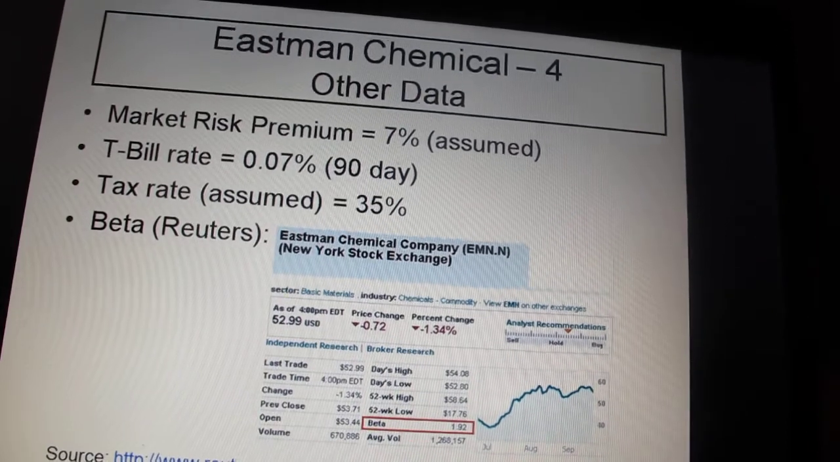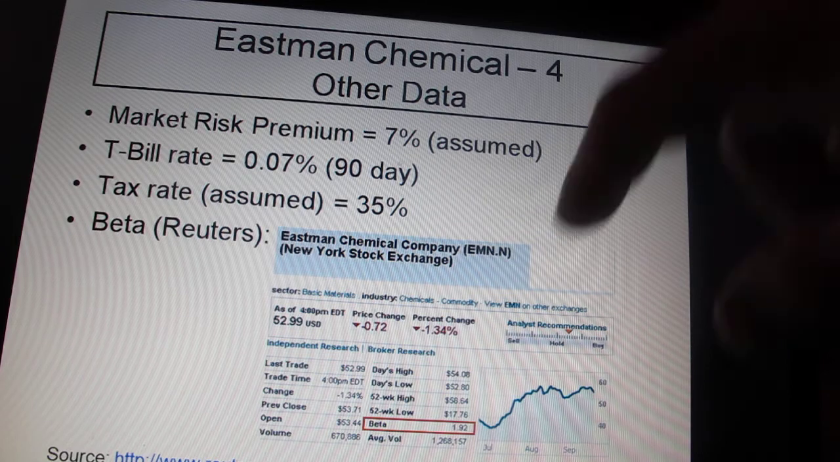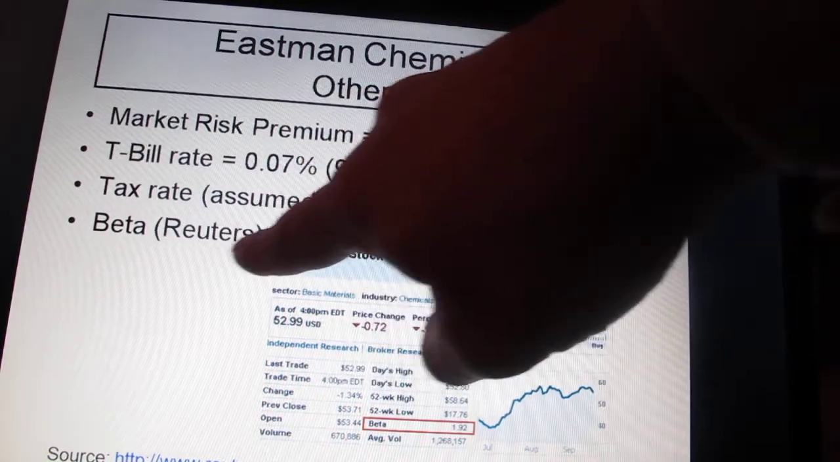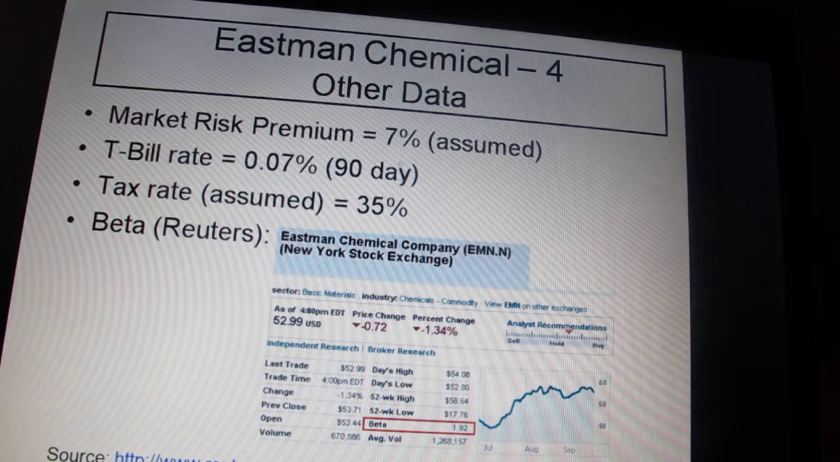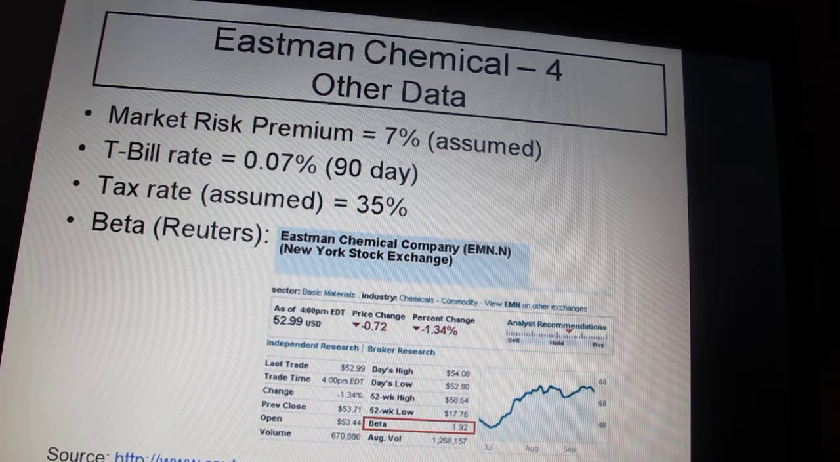And then there's other information, market risk premium. They're assuming a 7% market risk premium. The 90-day T-bill is assumed to be 0.07%, which I don't think is correct. The tax rate they assume is 35%. But then they show here that they go to Reuters to check their beta, which may be different from Yahoo's for this particular company.